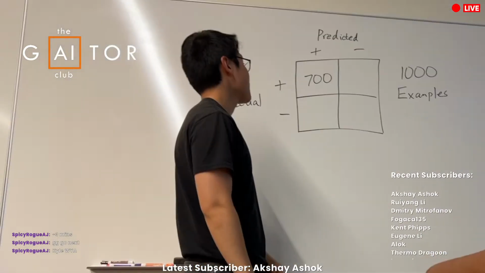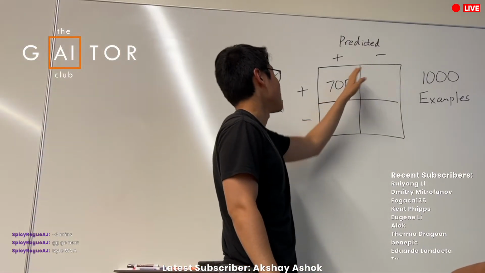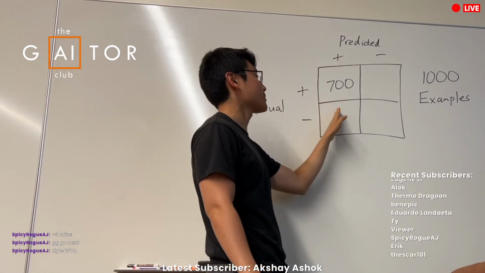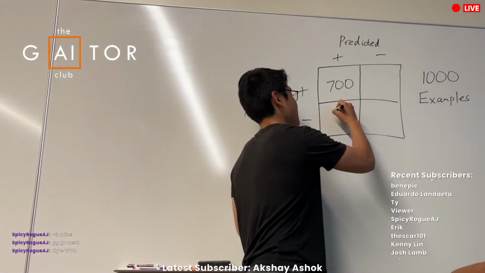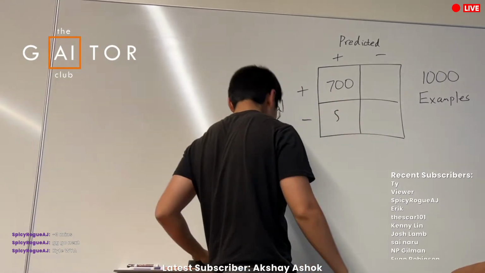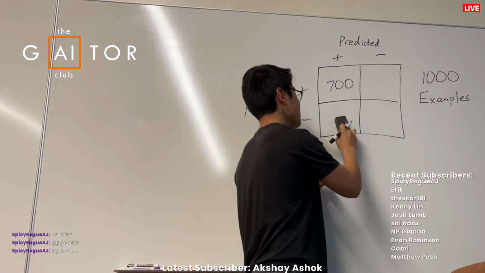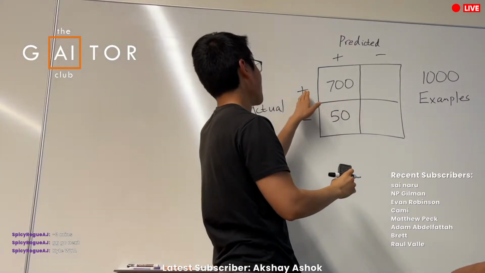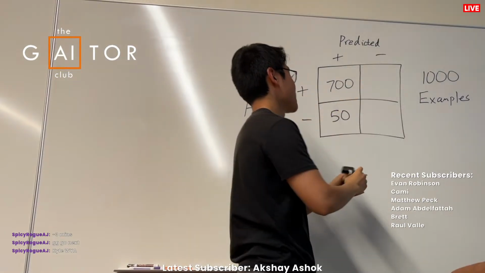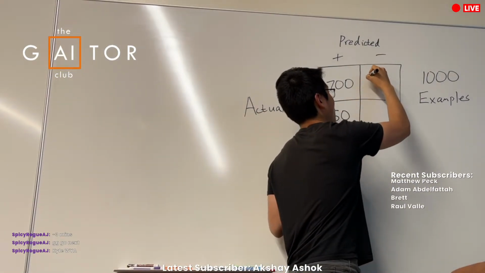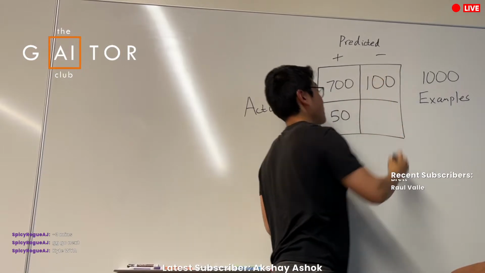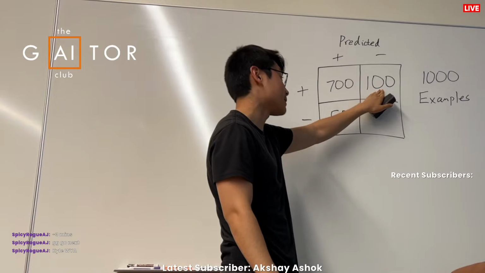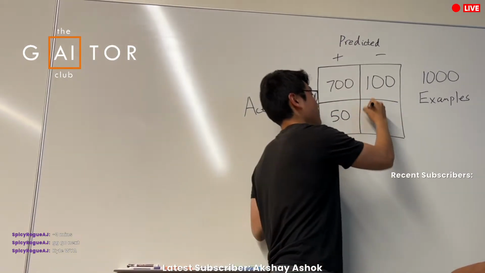And let's say that when the actual is a negative class, but it predicts a positive class, this happens 50 times. When the actual is positive but predicts negative, let's say this is like 100 times. And then they need to add up to 1,000. So 700 plus 50 is 750. 750 plus 100 is 850. This needs to be 150.